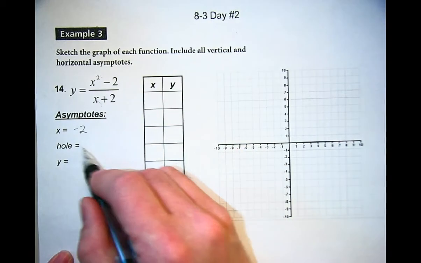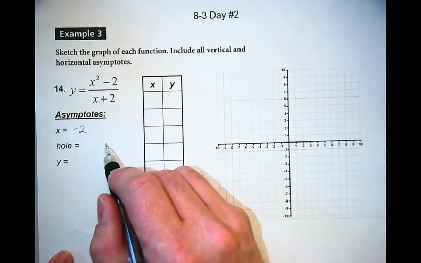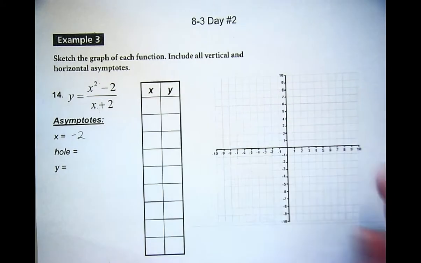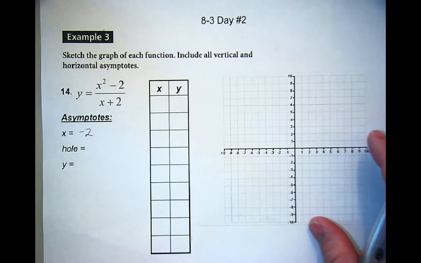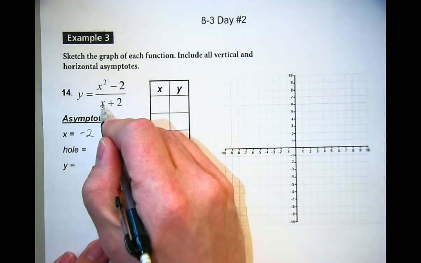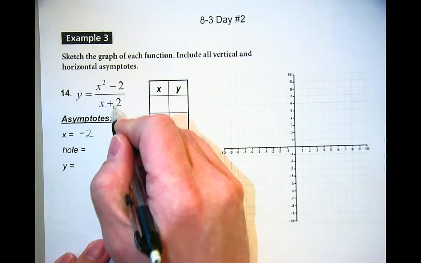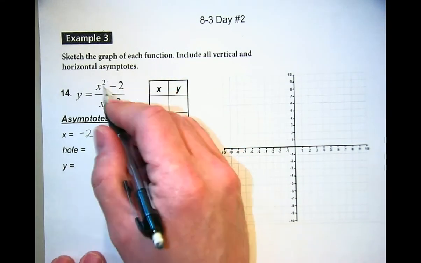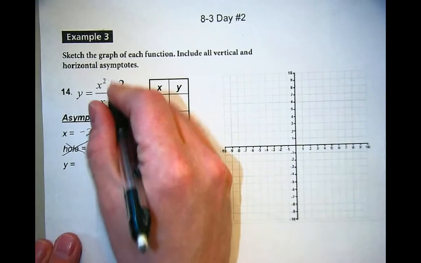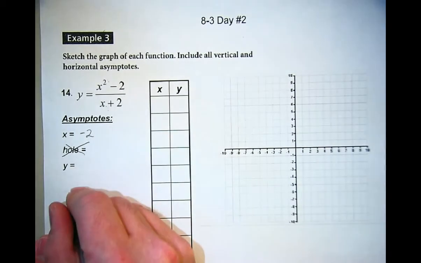Do we have a removable discontinuity, a hole here? No. Tell your neighbor, how come you don't have a hole? Hey, volunteer, how come I don't have a hole? Jaden? You can't cancel anything from top and bottom. Okay, so nothing cancels out. You can't factor the top, can't cancel anything there, so no hole. Okay, in terms of this, to find the y equals, let's go ahead and do polynomial long division.